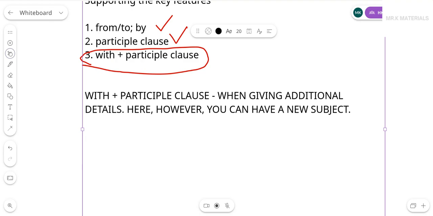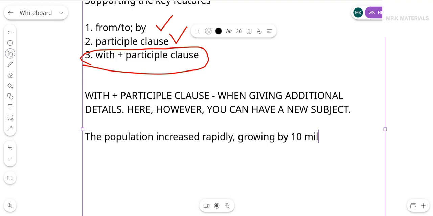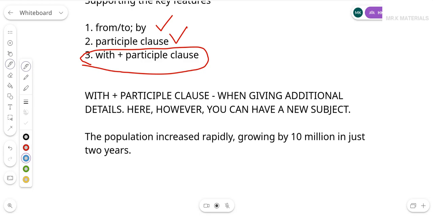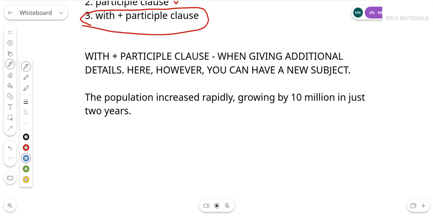All right, we say the population increased rapidly, and in participle clause, I would say growing. Let's say growing by 10 million in just 2 years. All right, let's quickly break it down so we can have full understanding. Again, don't try to rush and just learn it by heart. Usually it's useless, and at some point you'll realize that if you want to get a good score, you will still have to sit down and fully understand this.